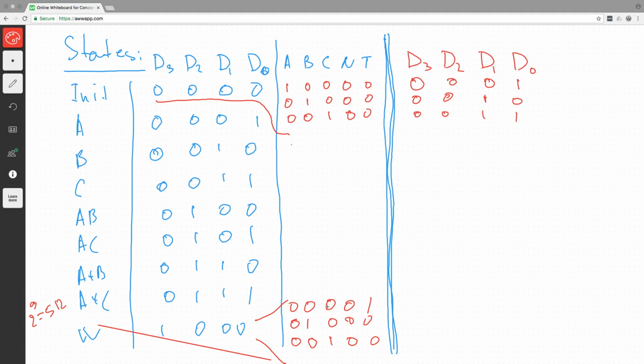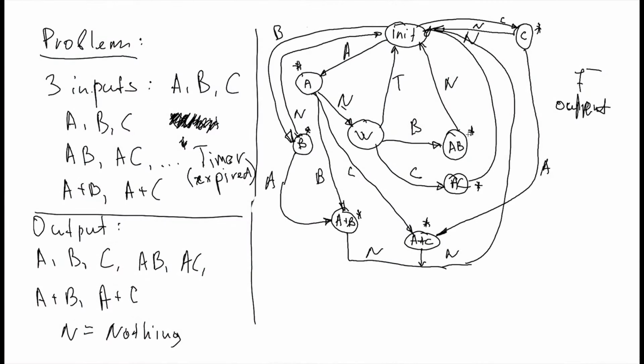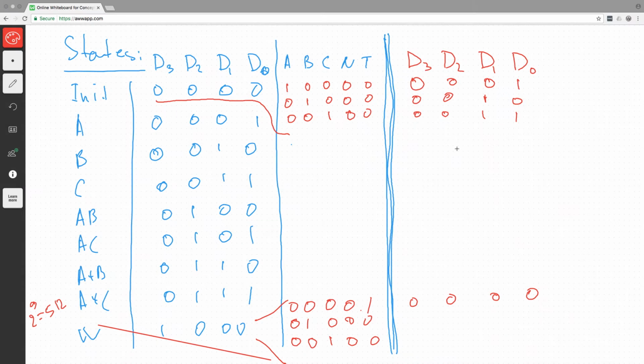When in state W we receive signal T, timeout, we go to the initialization state, 0000. When we receive B, from W, we go to state A sequence B. A sequence B is 0100. When we receive C, we go to state A sequence C, 0101.